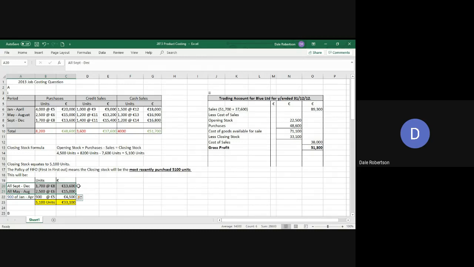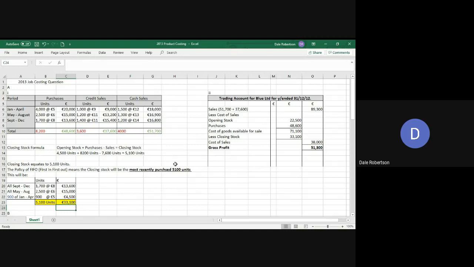And when you get these three components, all of period 3's purchases, all of period 2's purchases, and 900 out of period 1's purchases, you get your total amount of units, which we know should be 5,100. And that equates to 33,100 when you multiply them out by the differing numbers as the year goes on. So 33,100, that is the answer to part 1 of the question.